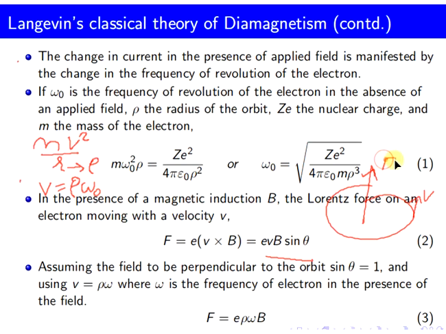And if this field is applied perpendicular to this plane, then these two are perpendicular to each other, so that sine theta becomes 1, and we obtain the expression for force equal to E rho omega into B. So that is in the presence of the applied field. So instead of omega 0, we have to use omega, the frequency of electrons in the presence of the applied field. Here also we substitute V is equal to rho omega, where rho is the radius of the revolution of the electron around the nucleus.